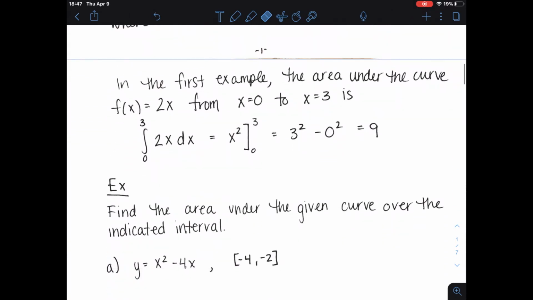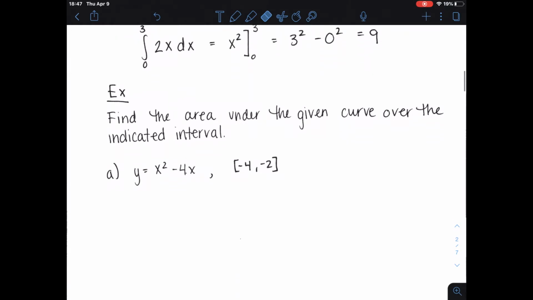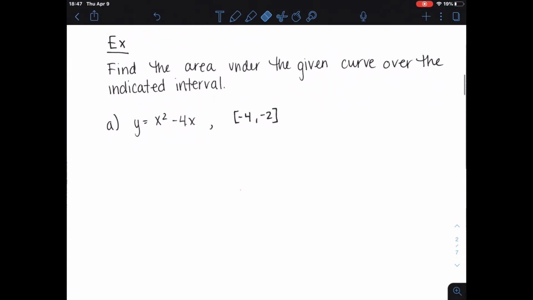So let's keep using this. Let's find the area under the given curve over the indicated interval. So we're going to start with the function y equals x squared minus 4x, and we want to find the area from -4 to -2. So if we want that area, we're going to have to take an integral. We're going to start at -4, end at -2, and we're going to integrate the function x squared minus 4x.